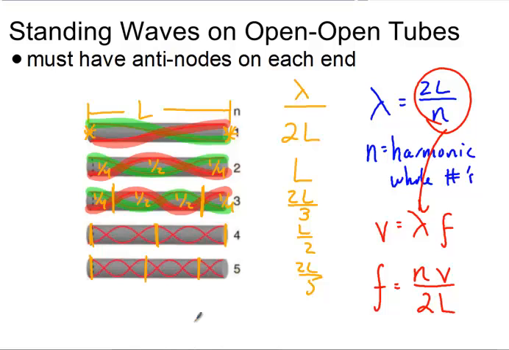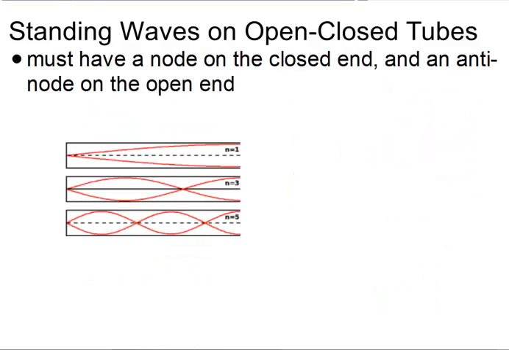Okay? One more of these, and then look, this one is different. It is an open-closed tube. When you have an open-closed tube, you have to have a node on the closed end. So this is the closed end. Notice that we have nodes at each of these points, and an antinode on the open end. Okay? So this is a little bit different.